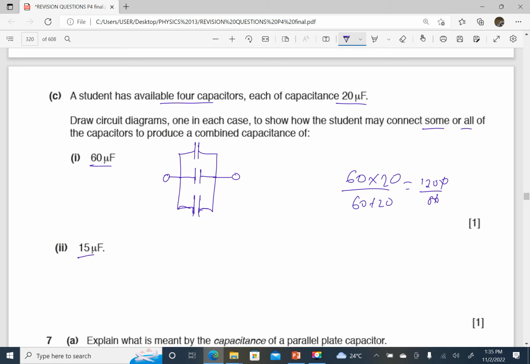So you begin by checking, can I combine the first part with another capacitor? So that means we shall have the 3 parallel combination, which gives us 60. And on it we shall add 1 in series. So now we have 60 in parallel times 20 in series over 60 plus 20, which gives us 15. So this will be our arrangement. As simple as that. Okay.